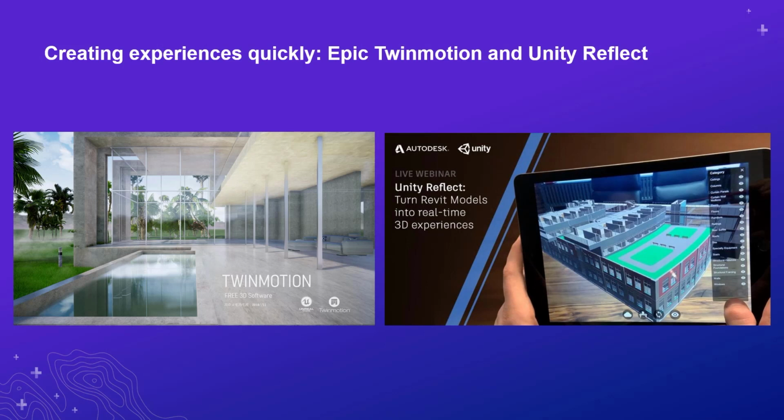The game engine manufacturers, they also have recognized that people really like to use their game engines for creating experiences. So they have been starting to create products on top of their engines. One of them is Epic's Twinmotion, which you see a screenshot on the left, which basically is a standalone application built on top of Unreal Engine, which is made for architectural visualization. Unity has a similar tool, which is called Unity Reflect, which allows you to turn Revit models into real-time 3D experiences.